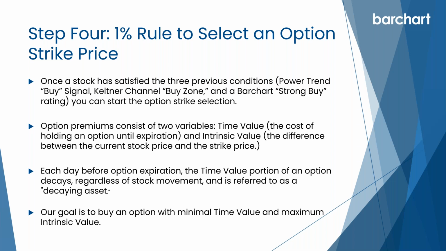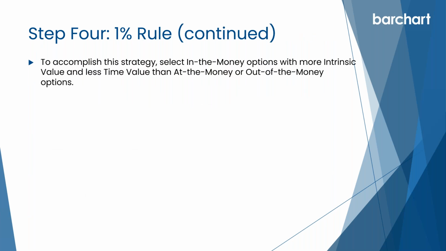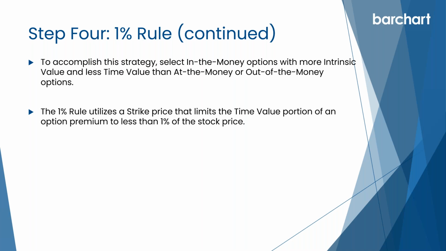A 1% move for the option to start profiting can give you a higher percentage of winning trades compared to at the money or out of the money strikes that might require a 5 or 10% move in the underlying stock by option expiration just to break even. So the 1% rule can increase your percentage of winning trades. And if you can do that, that can give you that discipline that you need to be a successful trader.